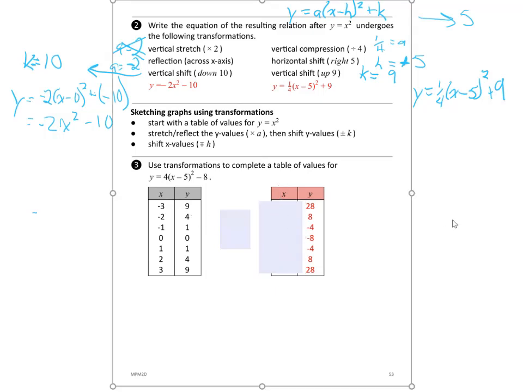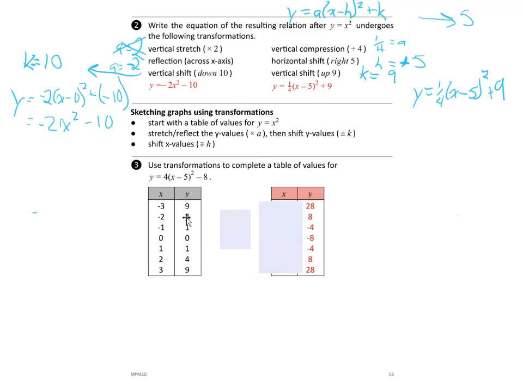Again, let's do this with 4 just to illustrate what's going on. So 4 times 4 is 16. Subtract 8 is just 8. 1 times 4 is 4. Minus 8 is minus 4. And that's how I'm getting my y values. I'm multiplying by 4, then subtracting 8.